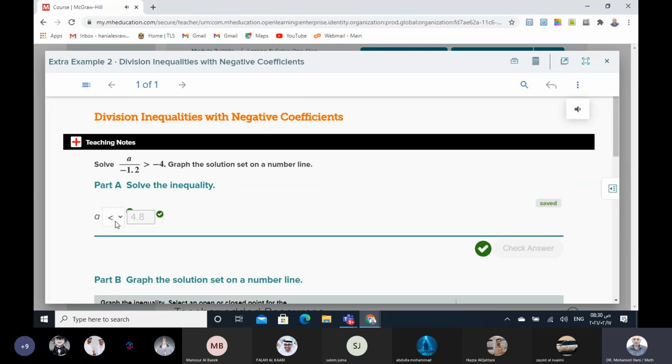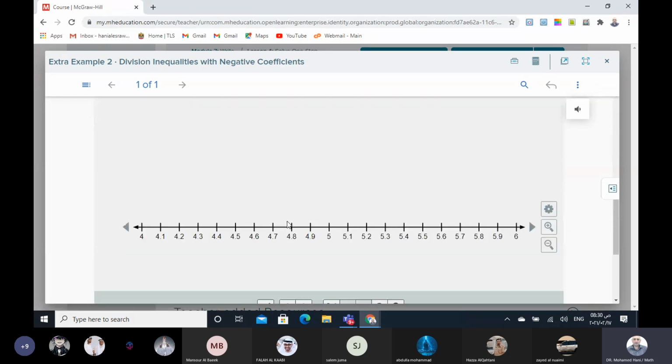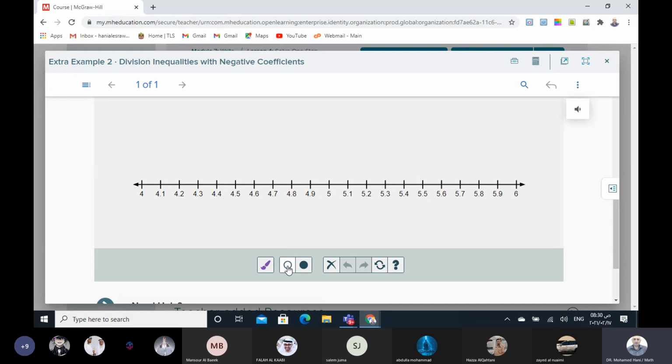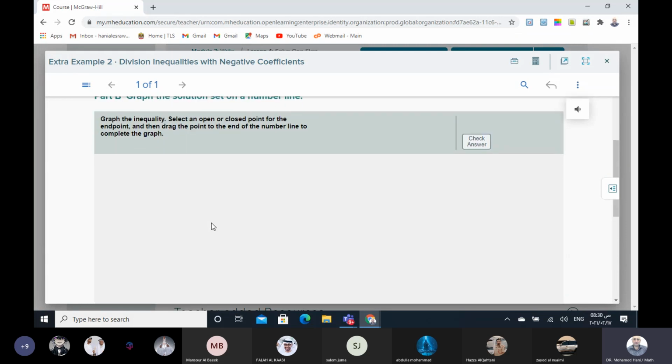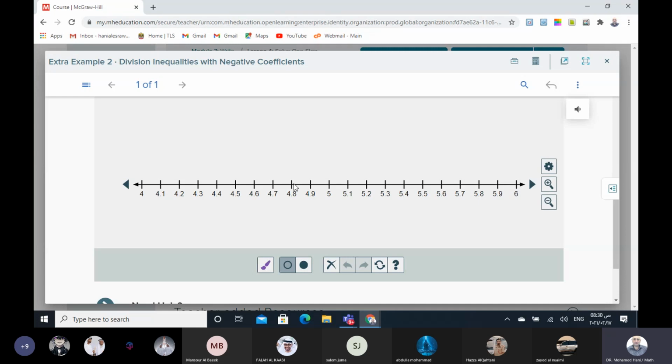To graph this inequality, look at the sign. Less than without equal means use an unshaded circle. And the direction a less than means go to the negative side. So choose an unshaded circle at the number 4.8, and less than means go to the negative side.